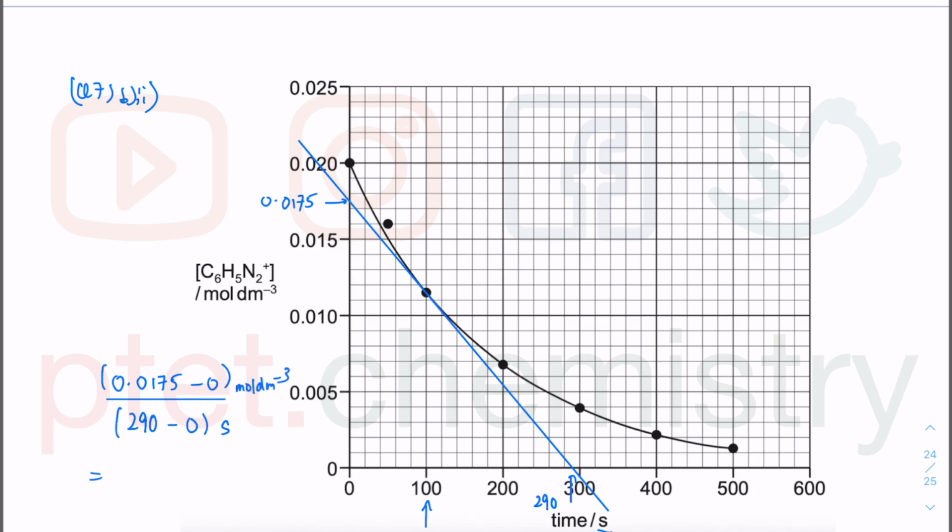So altogether, what you get is 0.0175 divided by 290. These are given to two significant figures, so it's wise to give my final answer to two significant figures: 6.0 times 10 to the power minus 5. Don't forget the unit, mole per dm cube per second. This is two significant figures for that 1 mark there.